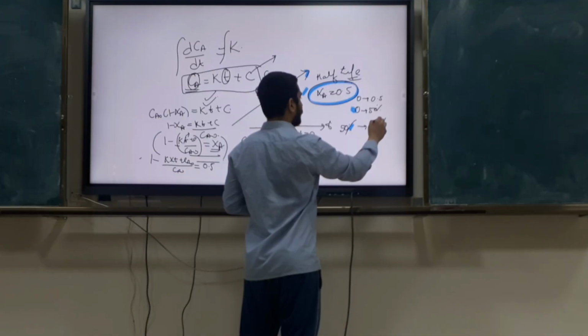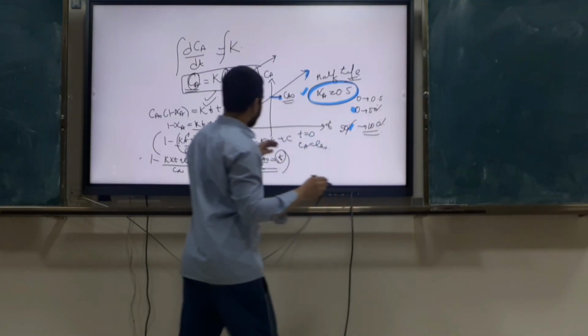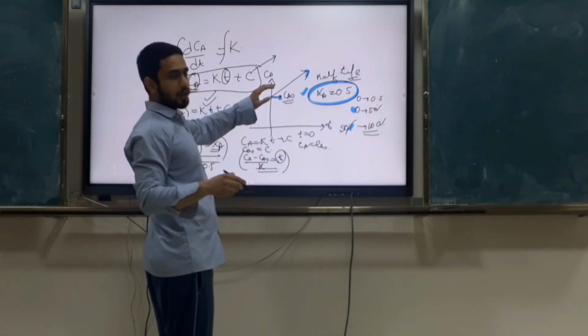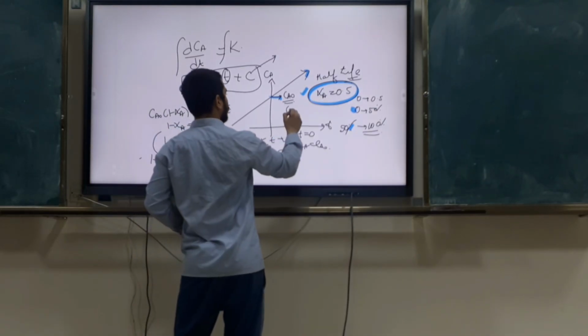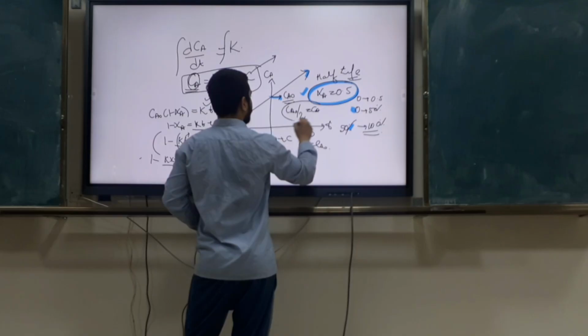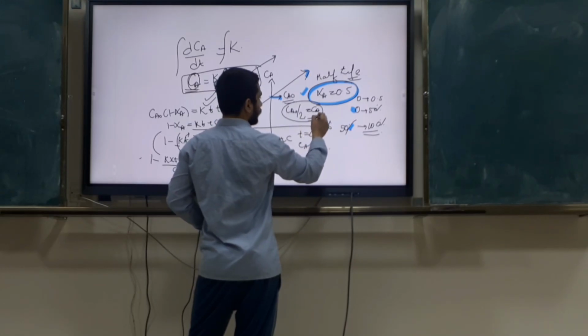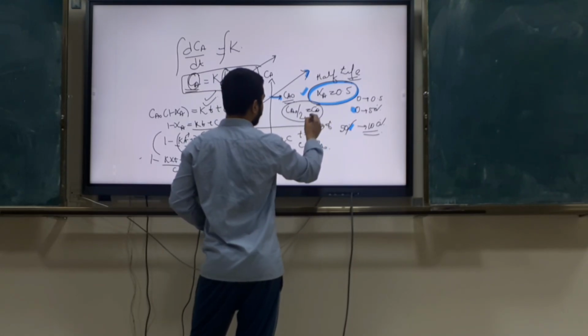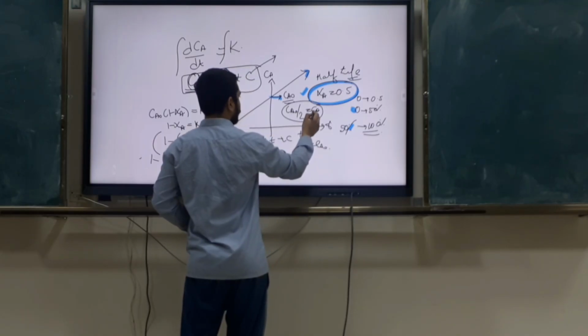Okay, or it will be independent of the concentration of the reactant. So if the concentration is Ca naught by 2, the half life, the time it will take for Ca to go from Ca naught by 2 to 0, is independent of this.